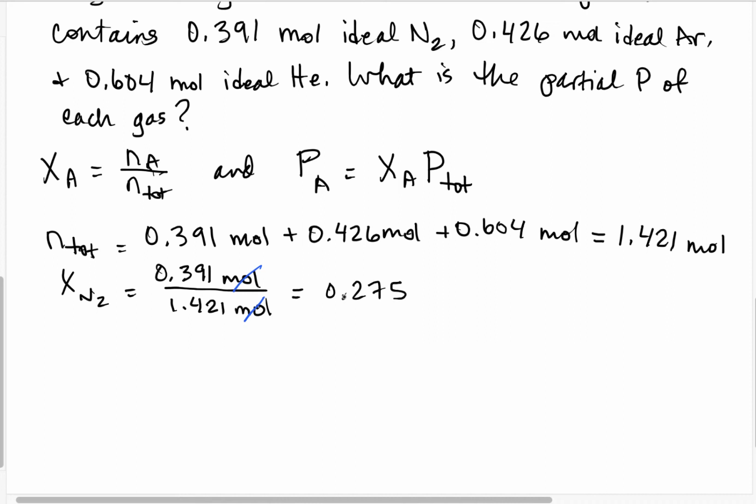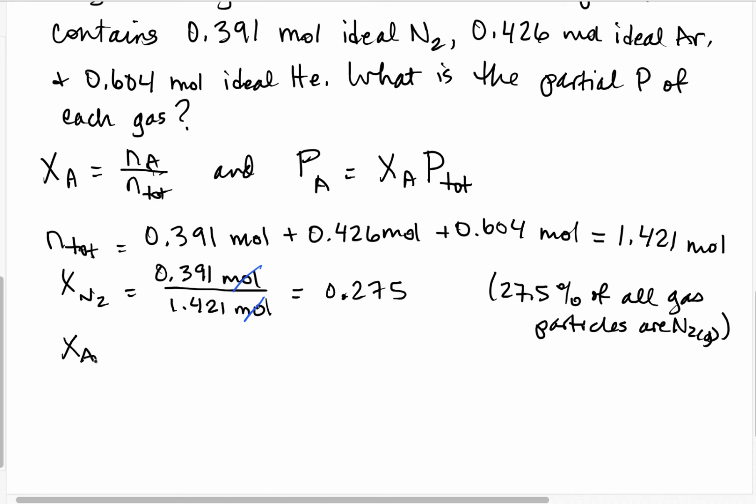So if you want to think about percentages instead, that means that 27.5% of all of the gas particles in the system are nitrogen gas, if you just want to connect to something else. So go ahead and calculate the mole fractions for the argon and the helium. Pause the video and put in your numbers.